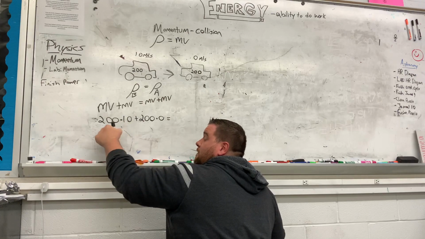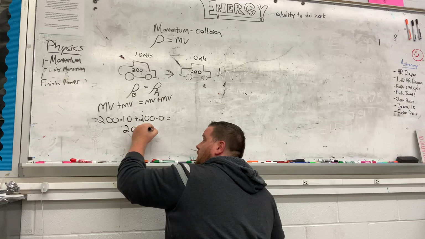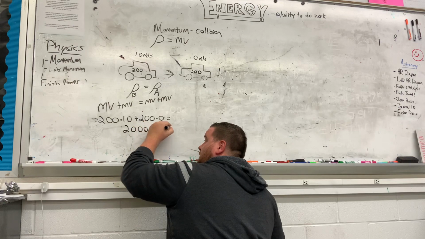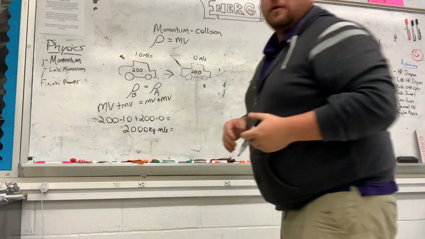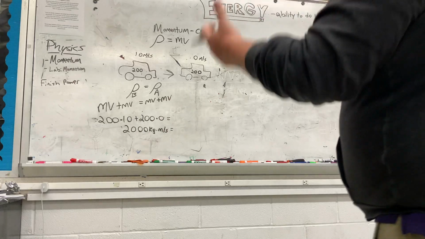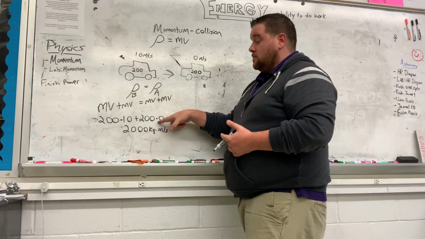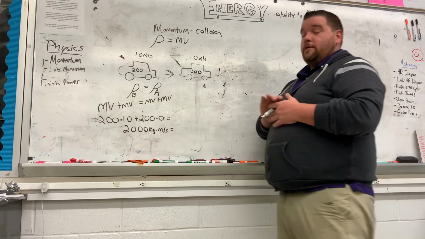So all we have is this momentum, that 200 times 10. So we get 2,000 kg m/s. That is the unit for momentum. There is no special joules or newtons, it's just kilogram meters per second. So the amount of momentum in the system is 2,000. This one's 0, right? 200 times 0. So we added to that 2,000. We're just left with the 2,000.